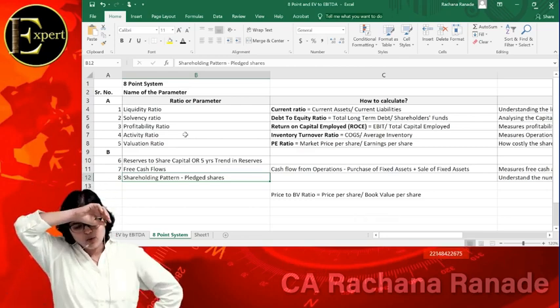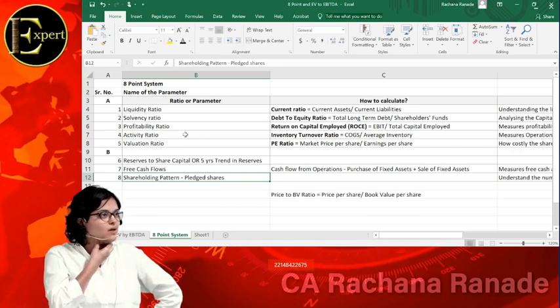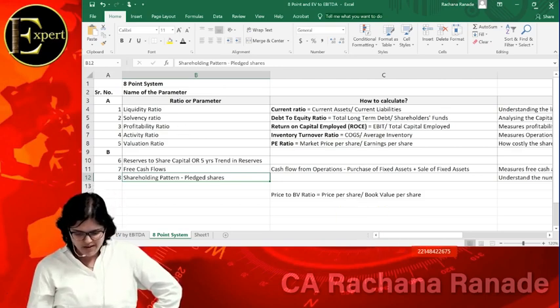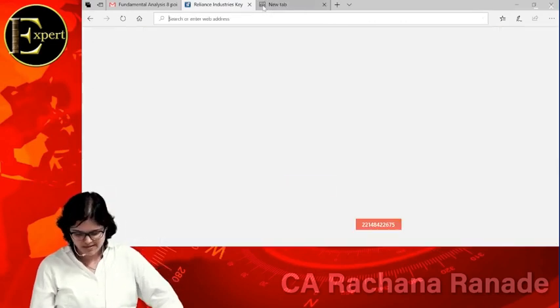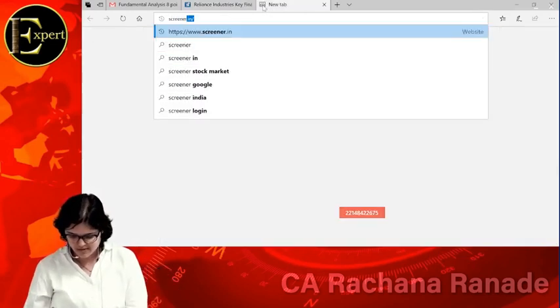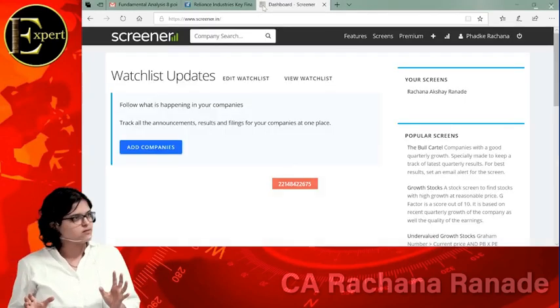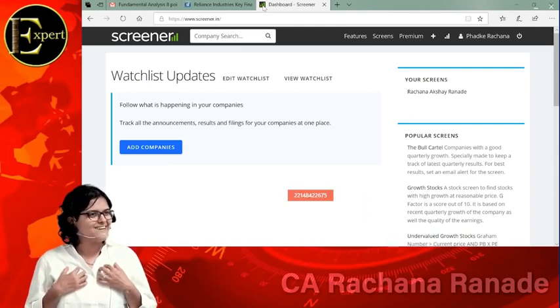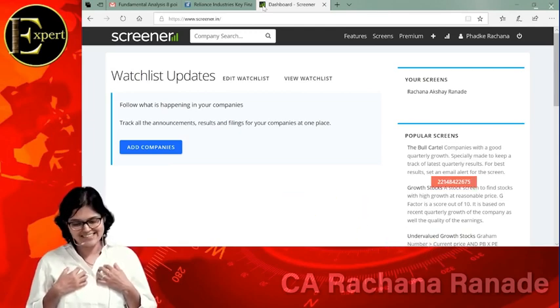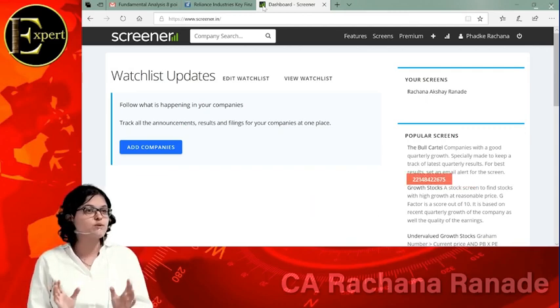Now you'll say, madam, doing all these things itself will consume so much time. But that is why we have these magical websites. Screener.in. Very important. It's a free website. If you're learning anything from me, then you can believe that ideally this should be free. At least the basic screens will be free.